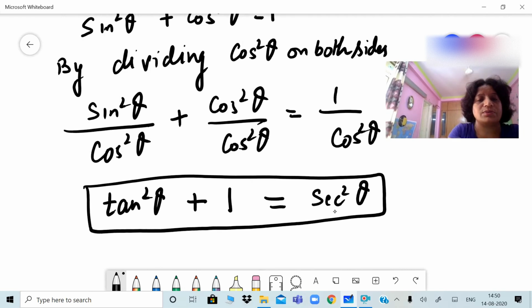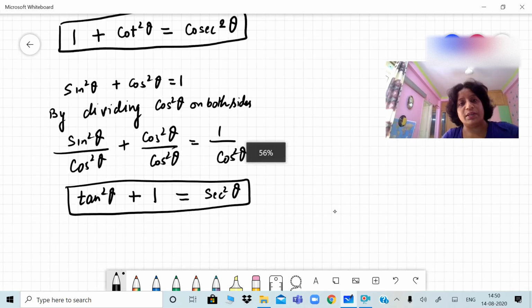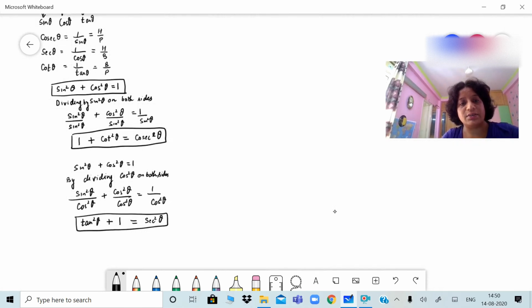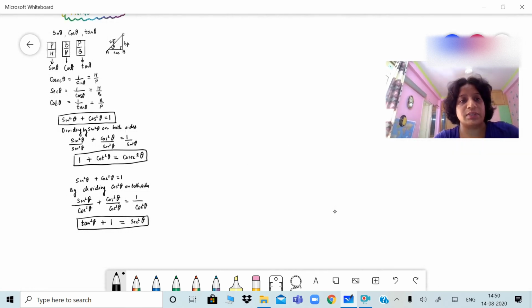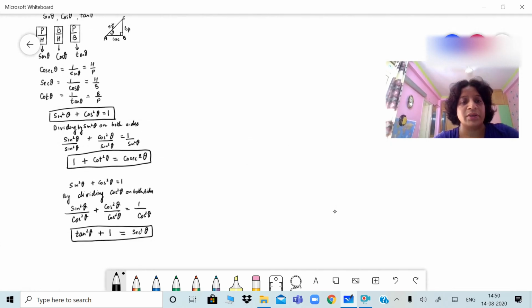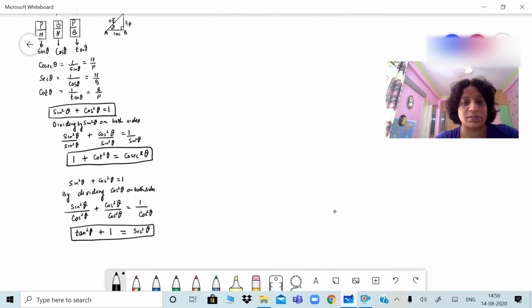So today we learned how to find the trigonometric ratios and how to find the identities of sine square theta plus cos square theta and other identities in relation to that. I hope you understood this concept very much.